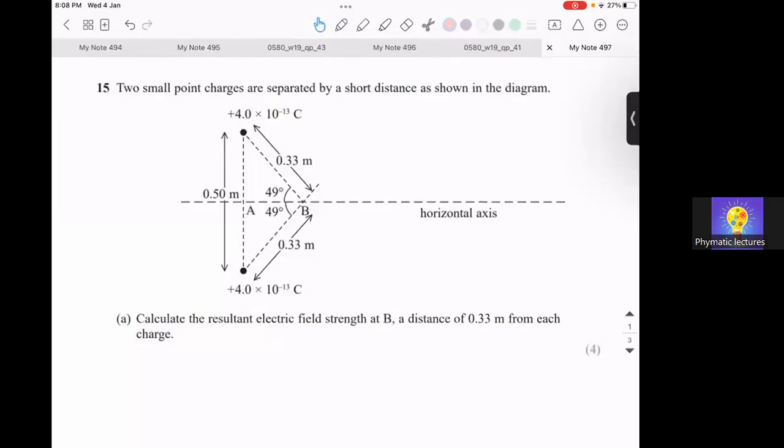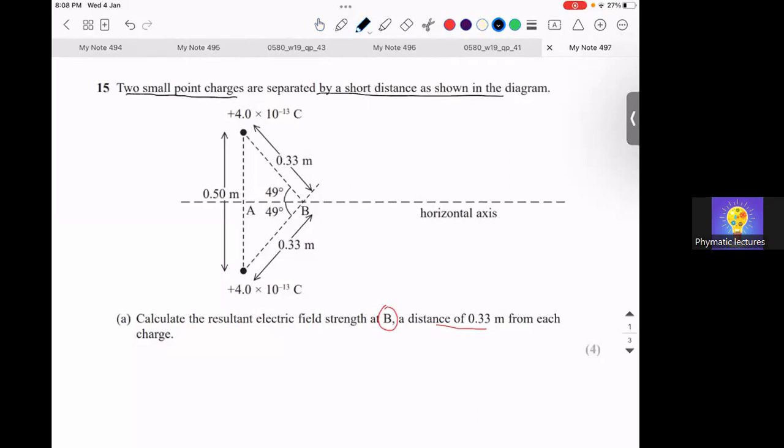Well, in this question, we are now in a position to find the resultant electric field at the point P at a distance of 0.33 meter from each charge. Okay, so what is the background of this question? We have two small point charges that are vertically spaced by a short distance.